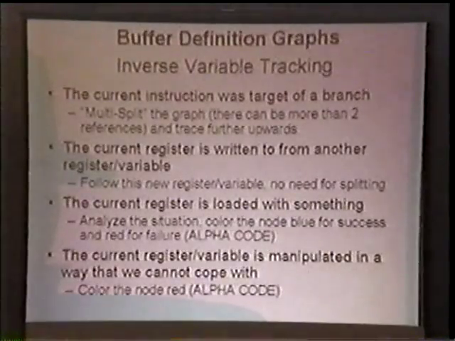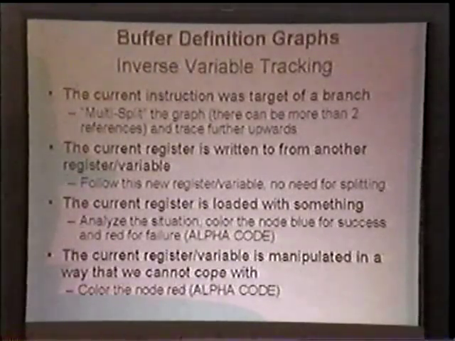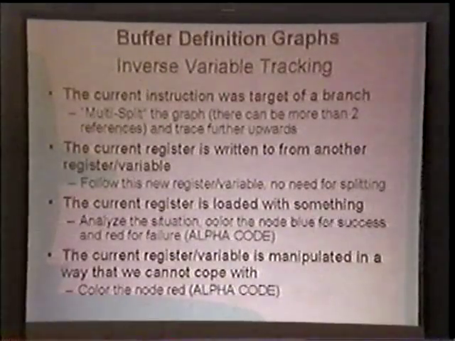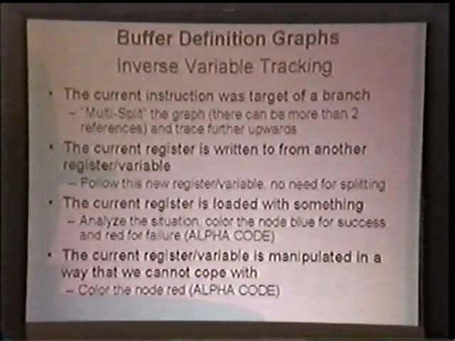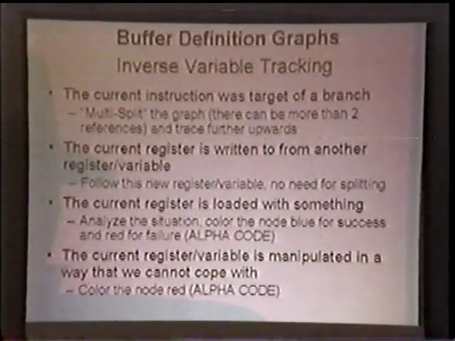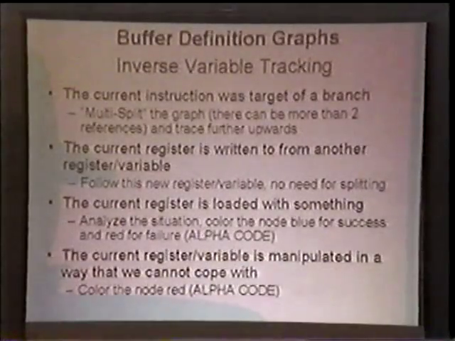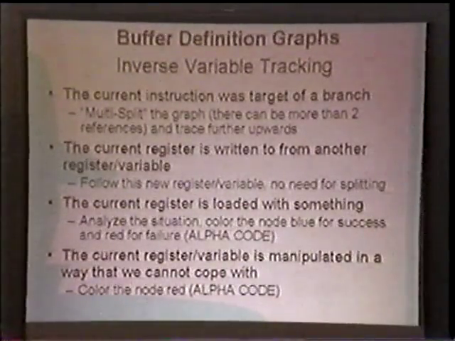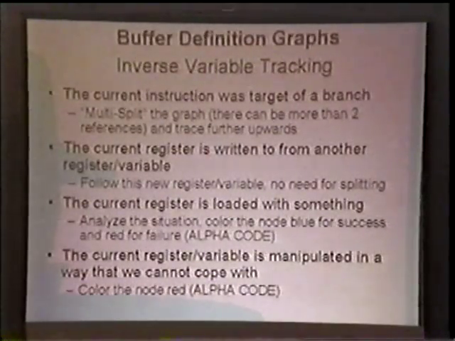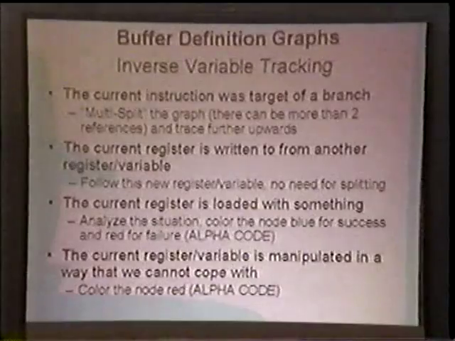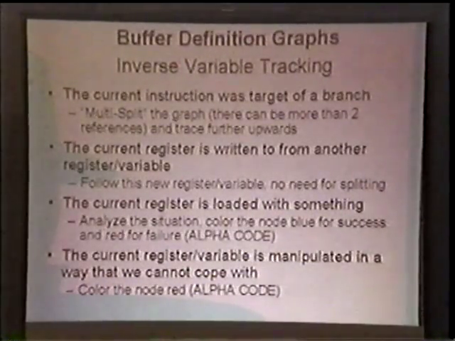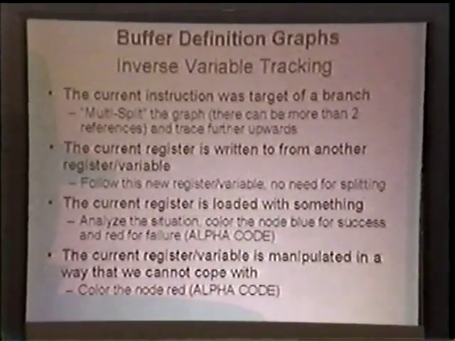If the current instruction was the target of a branch, you have to multi-split the graph. For example, if there's 10 branches all leading to the same location, you have to split the graph into 10 different locations and go upwards from there. So for example, if you have a function which is called from many locations, you split quite a bit. And if the current register is overwritten from another register variable, you have to start tracing that variable instead now, because the pointer obviously comes from this variable. If you have EAX being overwritten with EBX, you start tracing EBX afterwards.